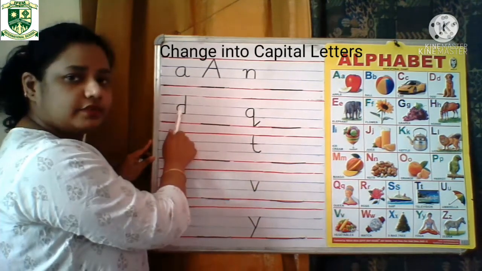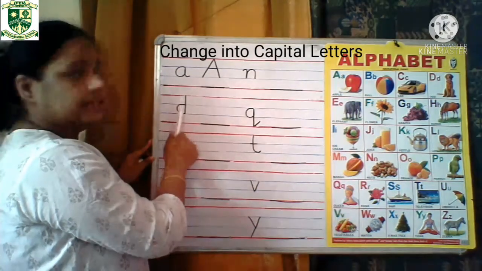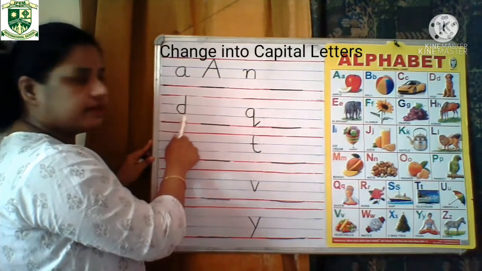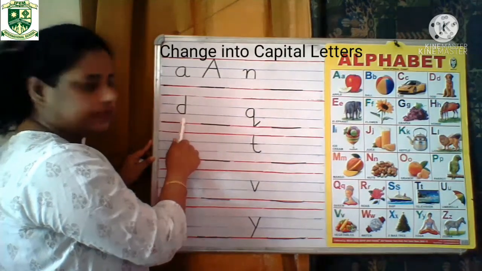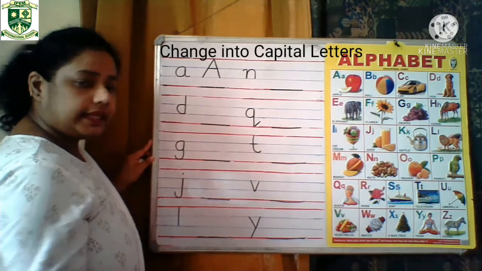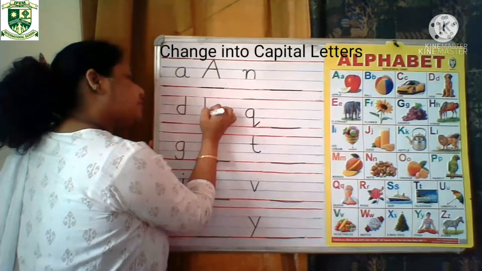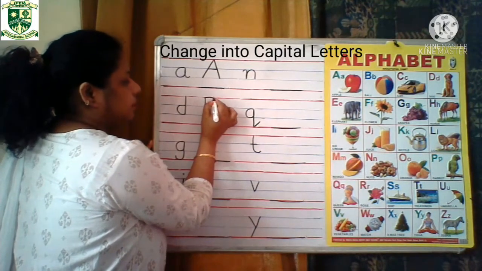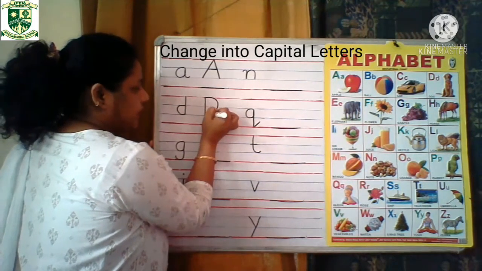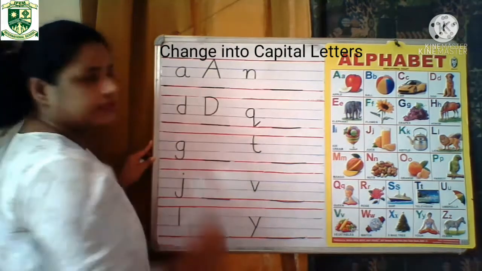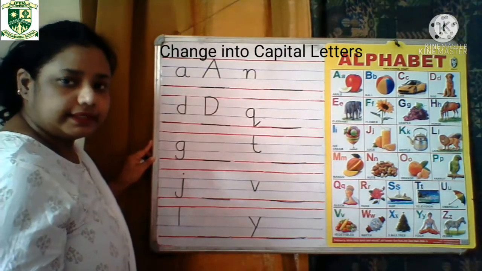Now what is this, children? A small d. See, it's got a left curve. This is a small d. Now how we'll write capital D? One standing line from the red line to the second blue line and a big right curve. Okay, this is how we are going to write capital D.